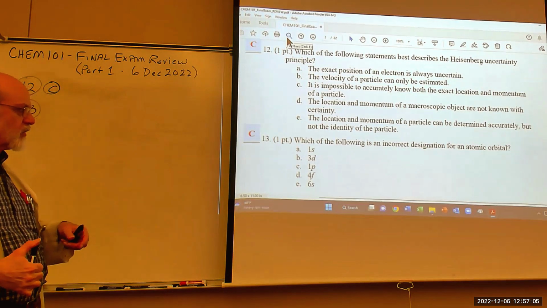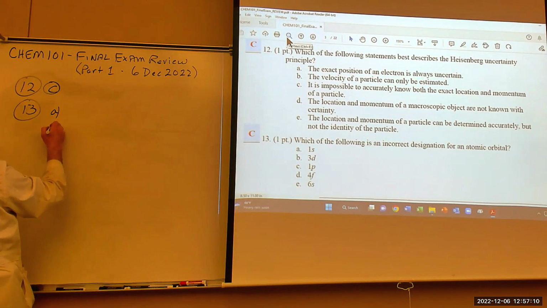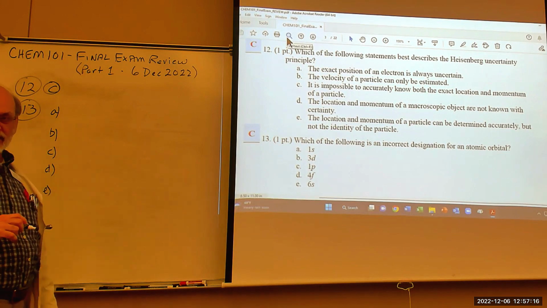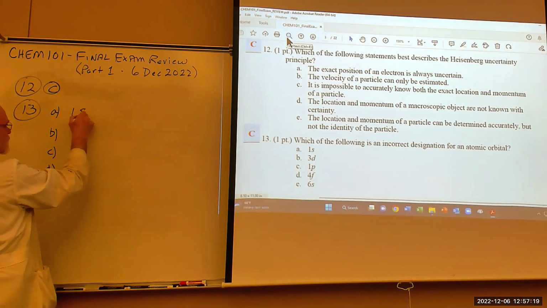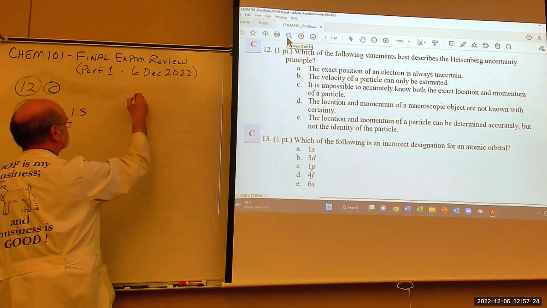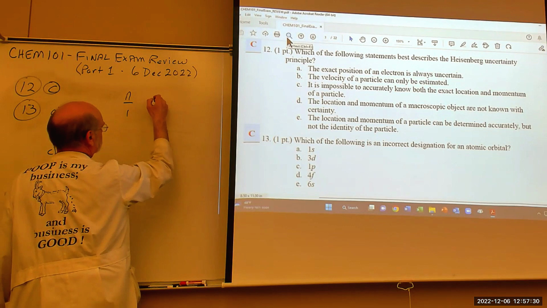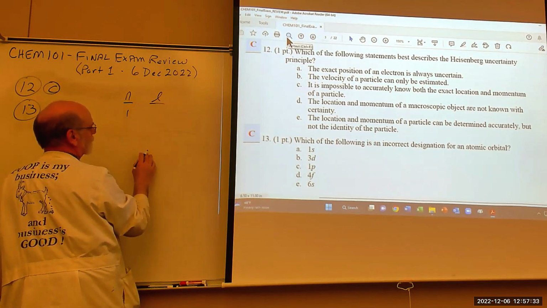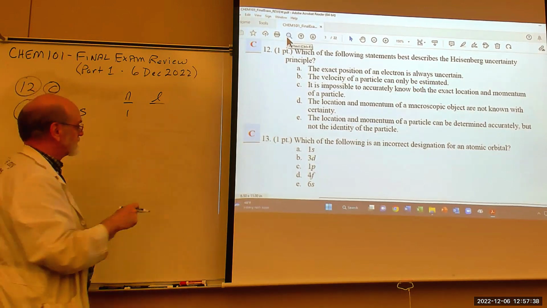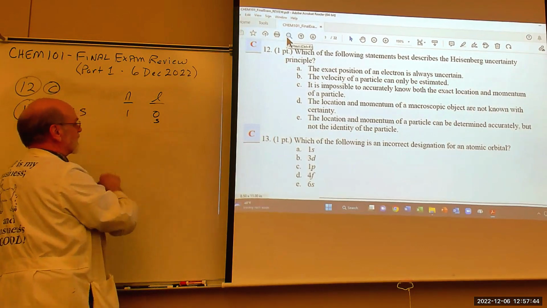Which of the following is an incorrect designation for an atomic orbital? Okay. A, B, C, D, E. Now we're talking about electron configurations. 1s. Is that true? Yeah. Principal quantum number n can have how many here? Start with 0 and work your way up to n-1. That's it. All right. And remember the L's, that one's an S.